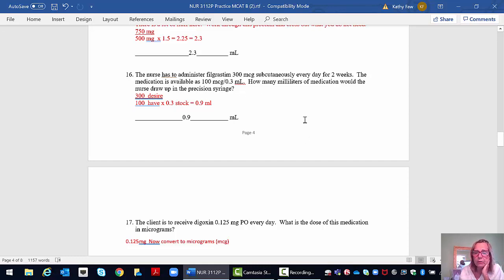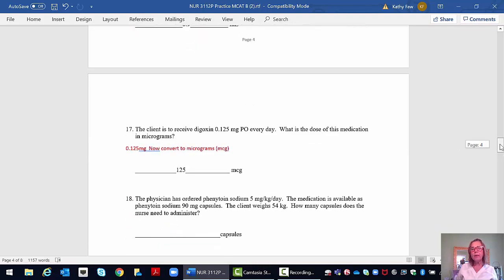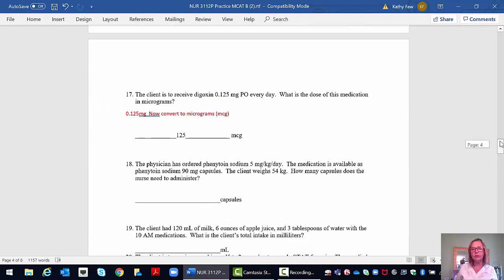And what is our stock? 0.3 mLs. So it's asking us how many milliliters of medicine would the nurse draw up in the syringe? A desire, 300. You divide it into 100. That's our have. And then we times it by 0.3 stock. And that is 0.9 mLs. Okay? And the last one that I did, the rest I did not do.